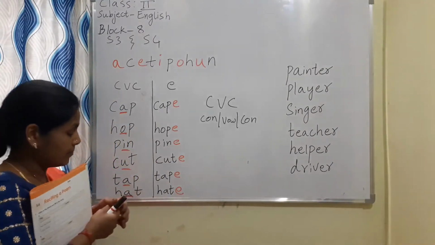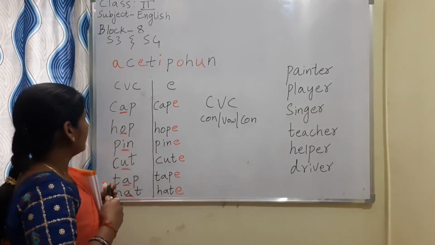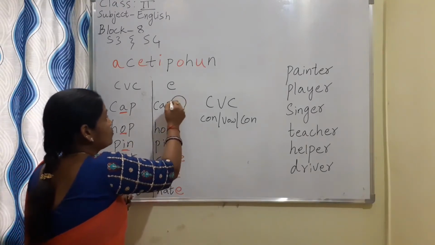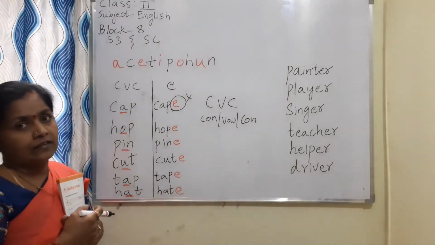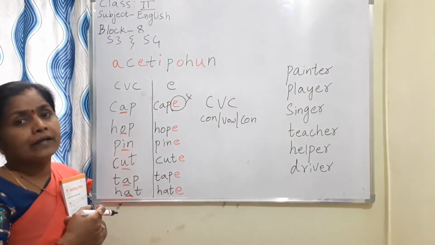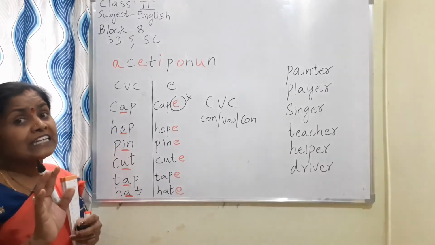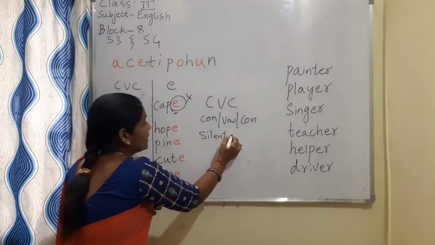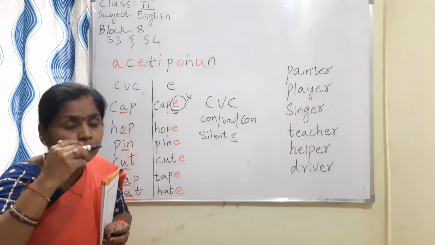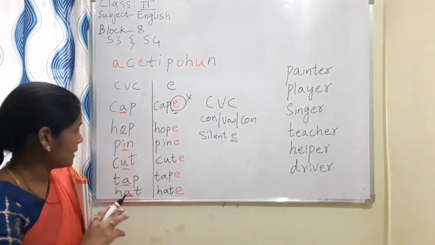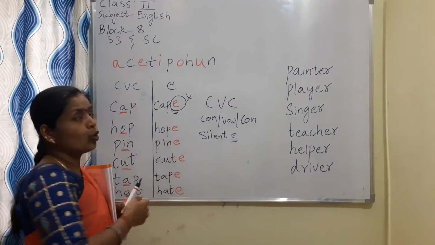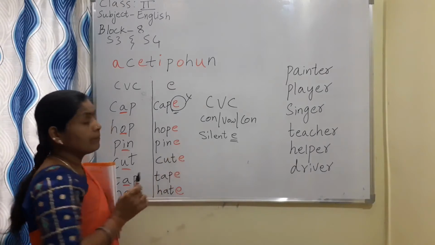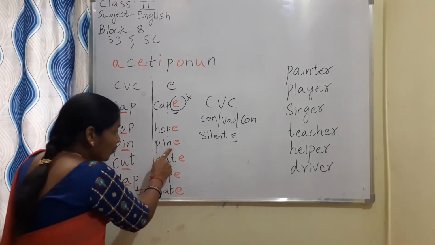Now let us see the example of cape. Cap, cap, cap. So here there is no sound of this E. Cap, cape. Only the P sound we are getting. We are not getting any E sound. So in these cases it is called silent E. The letter E will be there but we won't be getting any sound. Let us see the other example. H-O-P-E, hope. Here also we are not finding any E. And P-I-N-E, pine. Here no.